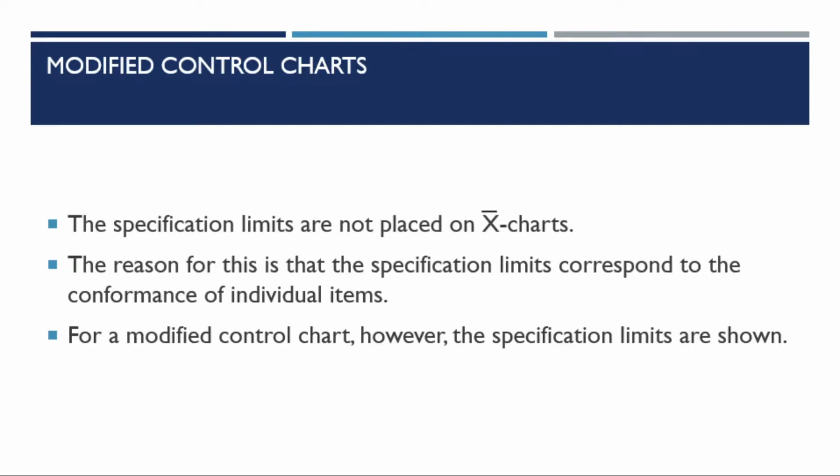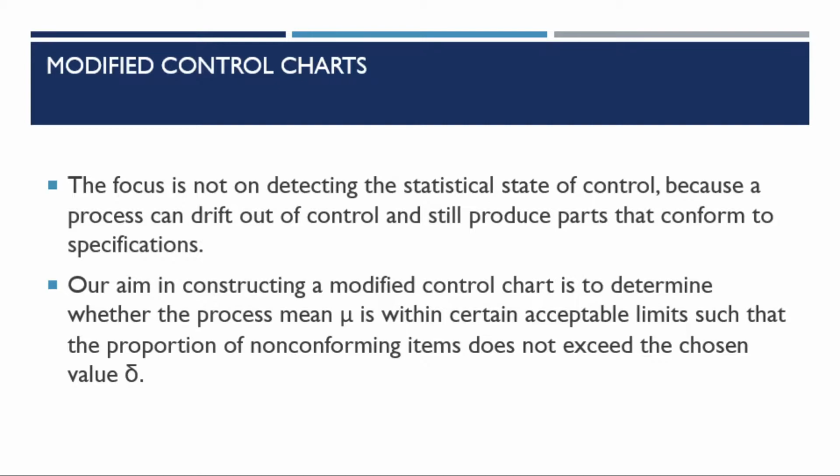The specification limits are not placed on X bar control charts. The reason for this is that the specification limits correspond to conformance of individual items. For a modified control charts, however, the specification limits are placed. The focus is not on detecting the statistical state of control because a process can drift out of control and still produce parts that conform to specifications.